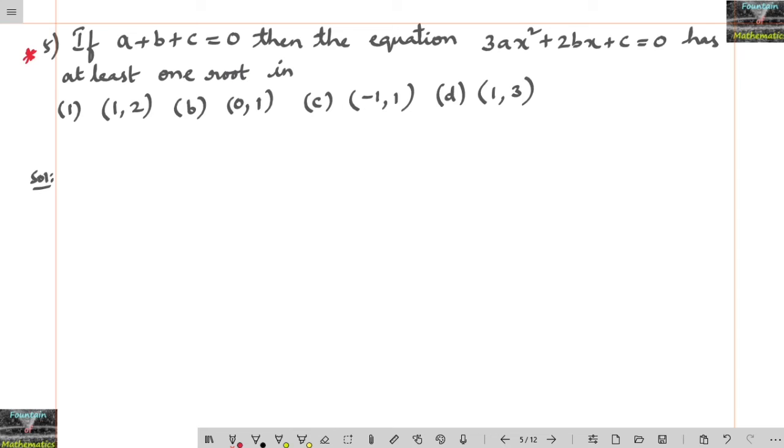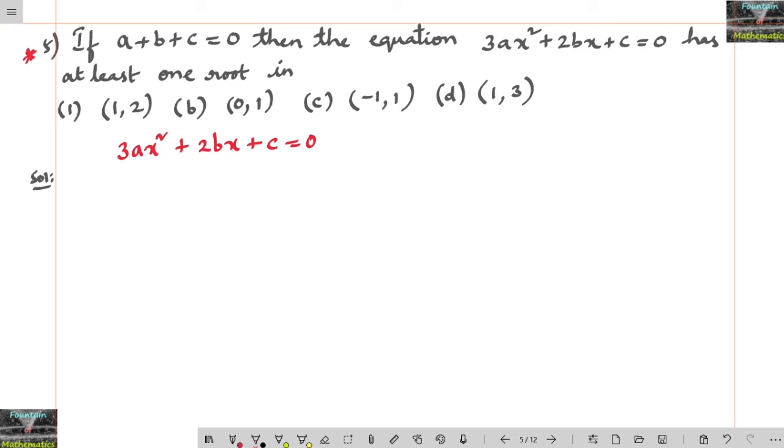3ax square plus 2bx plus c equals to 0. This is the equation given. It is a quadratic equation, and this equation must have at least one root in which of the following intervals: 1 comma 2, or 0 comma 1, or minus 1 comma 1, or 1 comma 3.